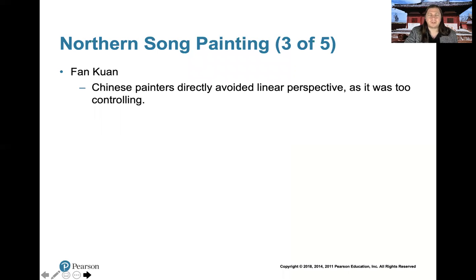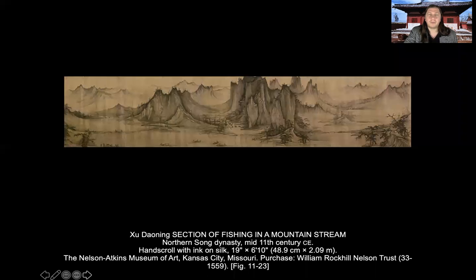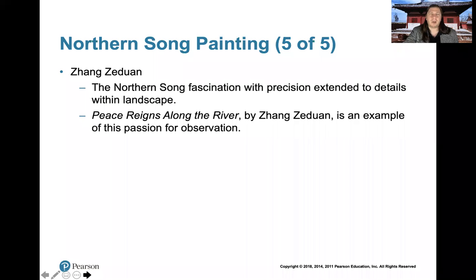So Chinese painters usually avoided linear perspective, although we can see some examples of what they call ruled line painting. This is a nice example of a Northern Song Dynasty painting, this mountain landscape with people fishing. And again, these aren't supposed to be particular mountains, but basically an idealized one.